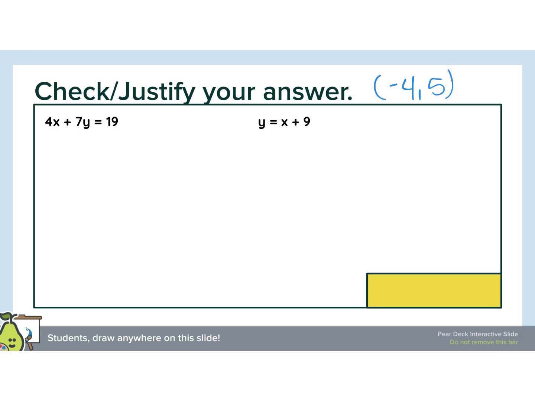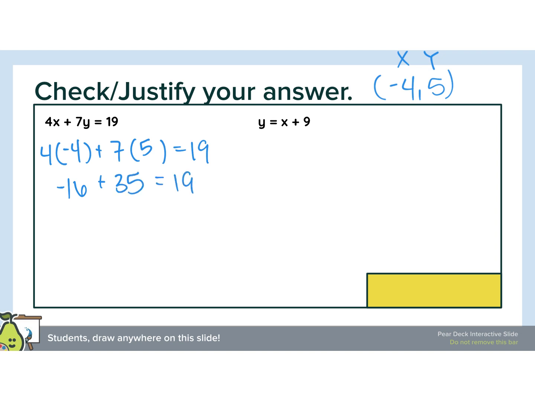-4, 5. First number is x. Second number is y. So I have a 4. I'm going to put what x is in parentheses. And then I'm also going to put what y is in parentheses. So we're just going to rewrite the equation, but we're substituting what we know x is now and what we know y is. So x is -4 and y is positive 5. 4 times -4 is -16. And 7 times 5 is 35.